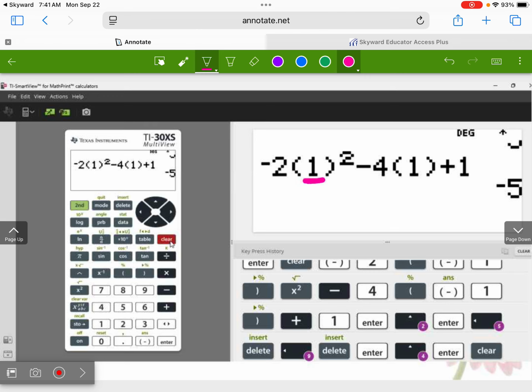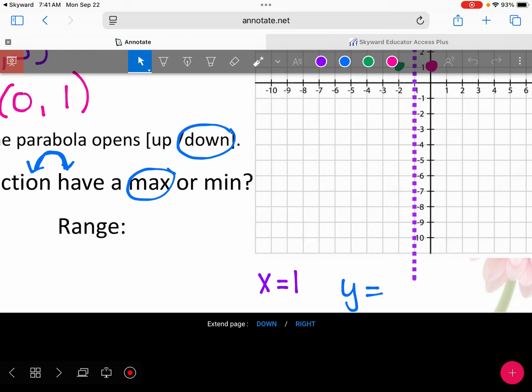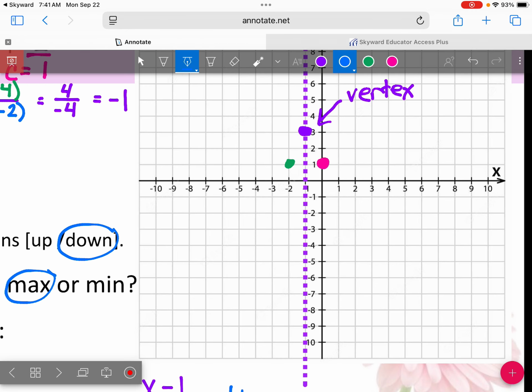But when my x is 1, we get a y of -5. So we're going to use that. I know the point 1, -5 is on my parabola. 1, -5 is over here. This point is 2 steps away from my axis of symmetry, so I know it's going to match up over here, 2 steps away from my axis of symmetry.